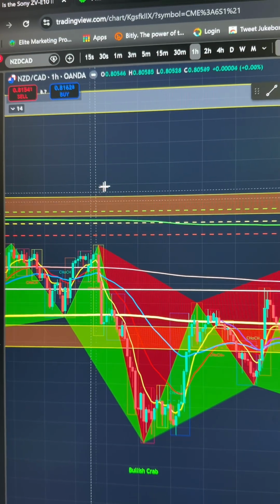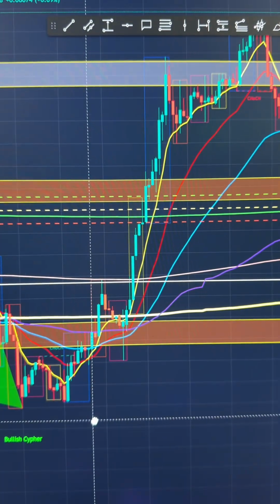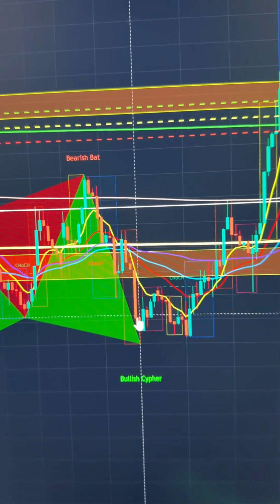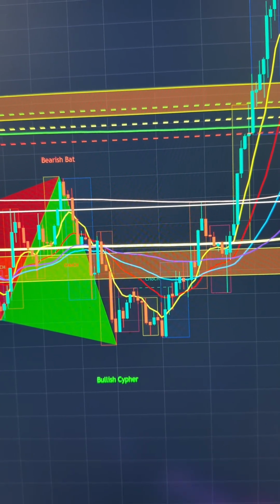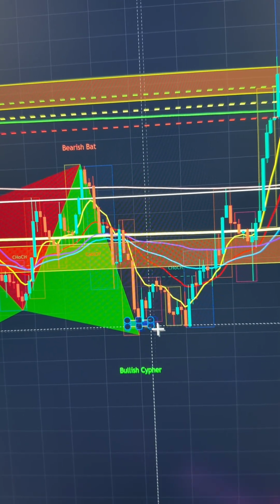I'm gonna show you guys some more pairs. So this is NZD CAD. Look at this, could have caught this move right here. Look at this, we have a bullish cipher here. So again, like in my previous video, what I like to do is mark that up.